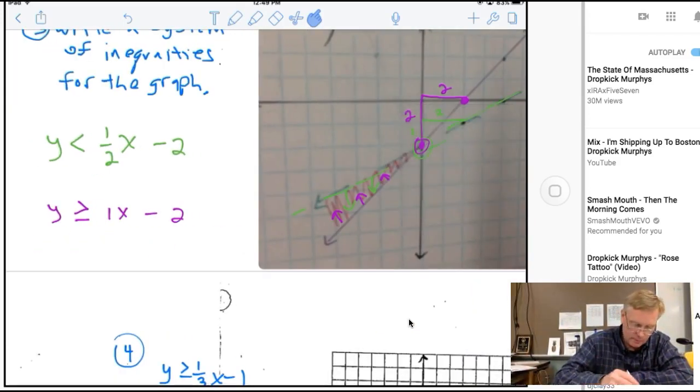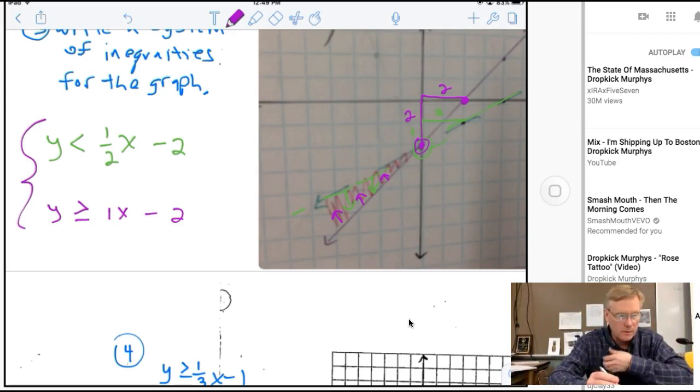And there it is. That's the system of equations. Sometimes I might put a bracket around the side there like that so you know they go together, but that's the answer. Okay? All right, so that was number 3.